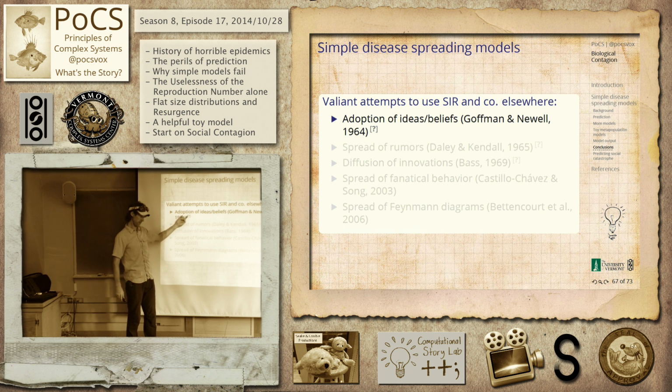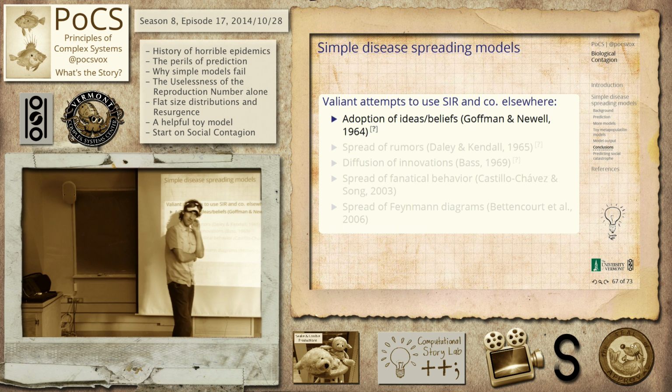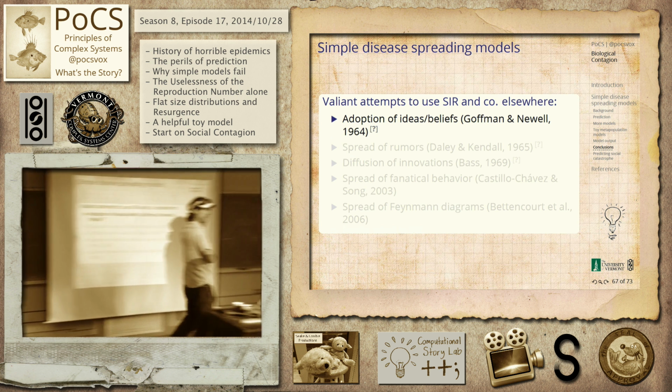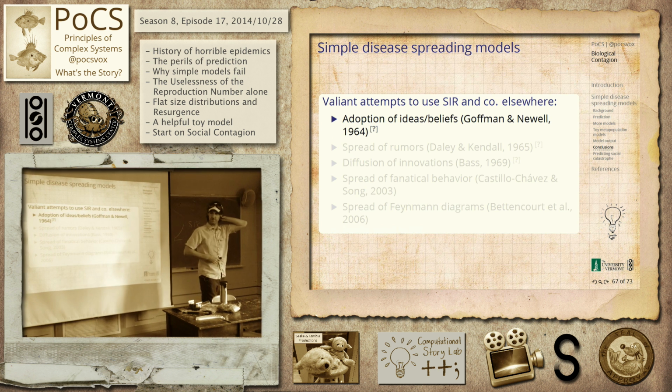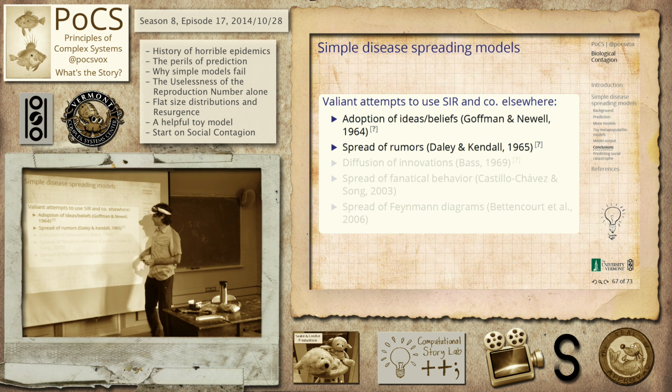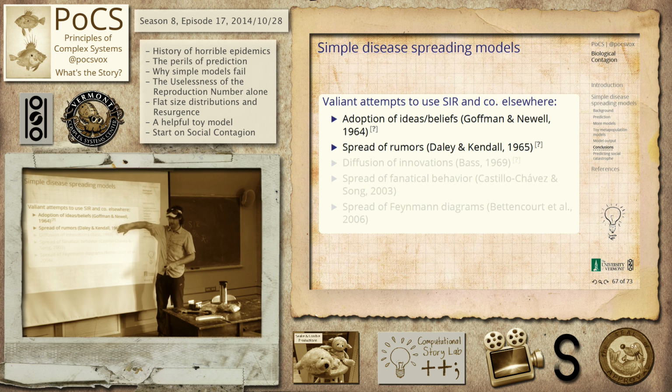I'll fix up these references. This is a paper, sort of a thought piece that appeared in Nature in 1964. It's a well-cited paper because people just point to it, saying we could use this SIR thing for how communism spreads and so on, right? Spread of rumors sort of follows on from this piece.